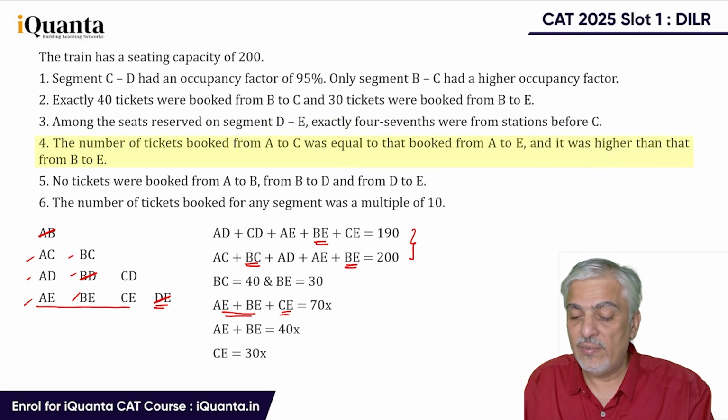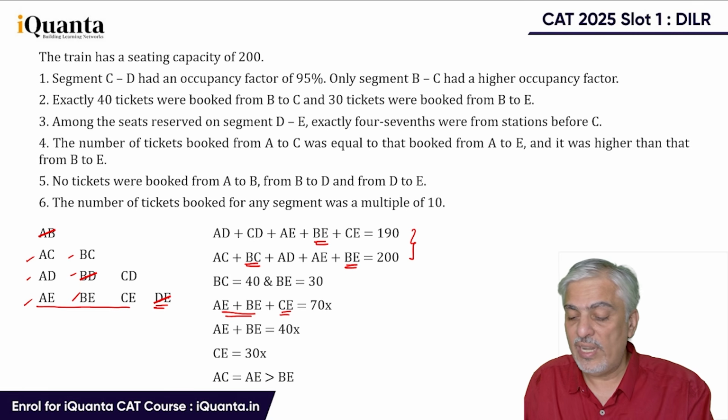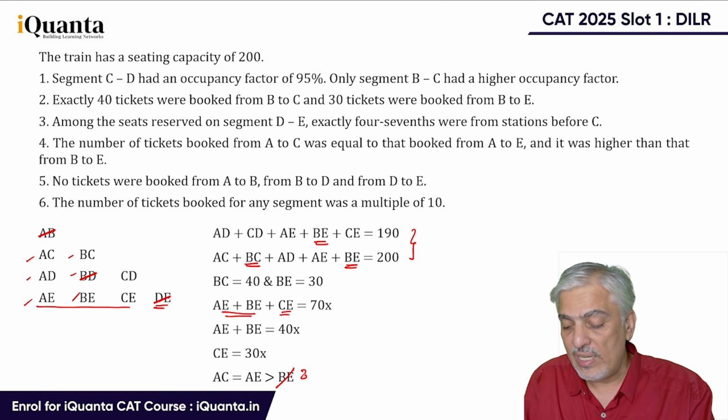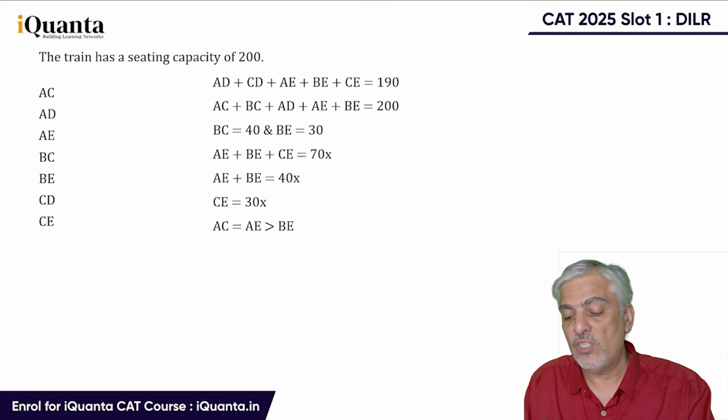Now, what else do we have? The number of tickets booked from A to C was equal to the number of tickets from A to E, and it was higher than B to E. So, what data do we have? AC is equal to AE, greater than BE, and we knew BE was 30. So, these both are greater than 30. Let's take this much and try further.